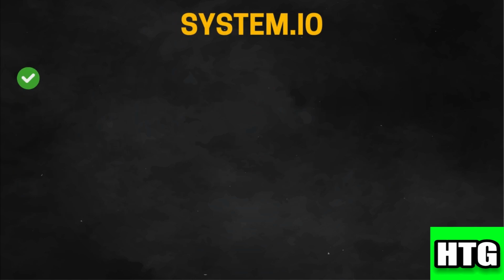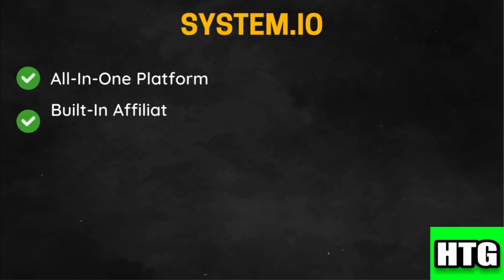Now, let's come towards Systeme.io. Systeme.io includes tools for building sales funnels, managing email marketing, creating online courses, and running affiliate programs. Provides features for managing affiliate programs, making it easier for businesses to leverage affiliate marketing.